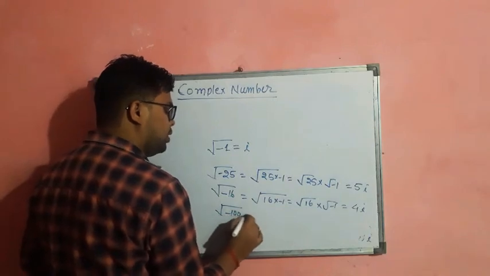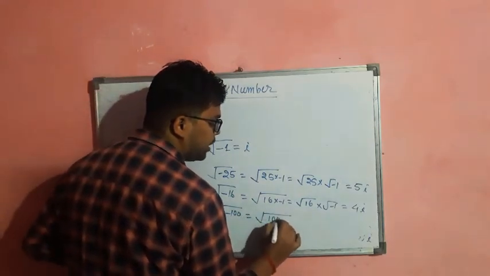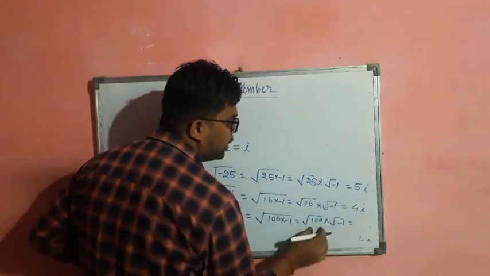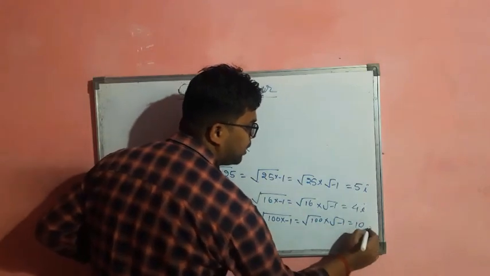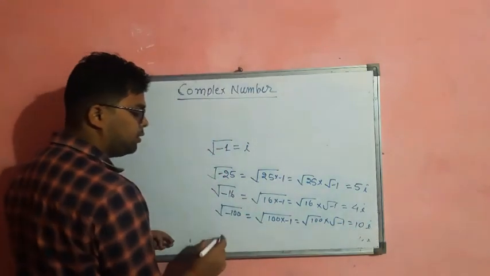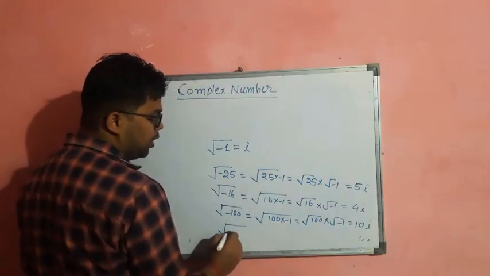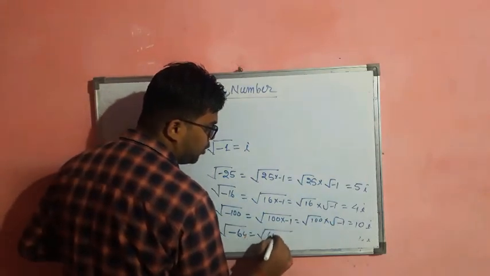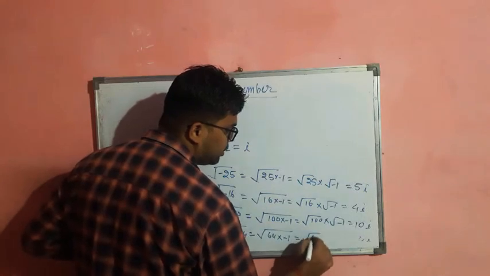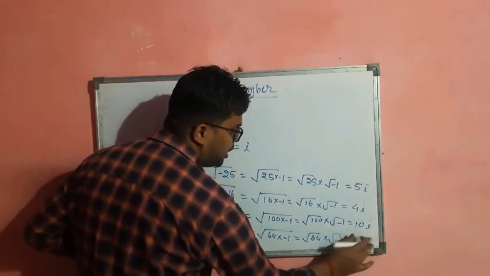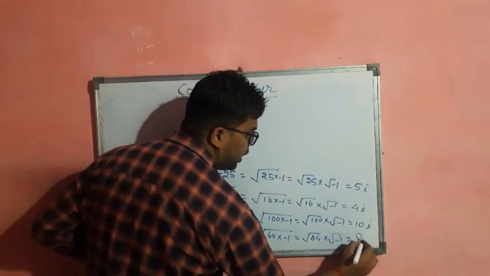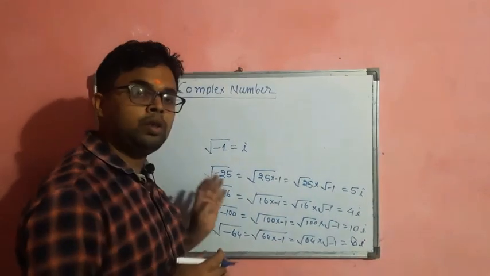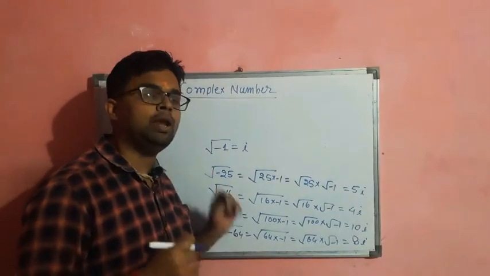Similarly, if I ask you the square root of minus 100, then minus 100 can be written as 100 into minus 1, and this can be written as root 100 into root minus 1. You know that the square root of 100 is equal to 10 and the square root of minus 1 is equal to i. So 10i will be the square root of minus 100. Similarly, if I ask you what will be the square root of minus 64, it can be written as 64 into minus 1, and this can be written as root 64 into root minus 1. You know that the square root of 64 is equal to 8 and the square root of minus 1 is equal to i. So 8i will be the square root of minus 64. In this way you can easily find the square root of a negative number.